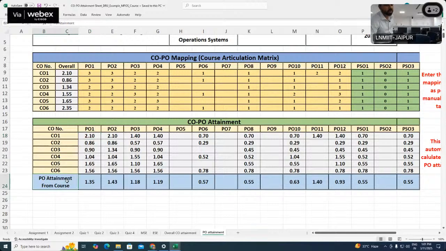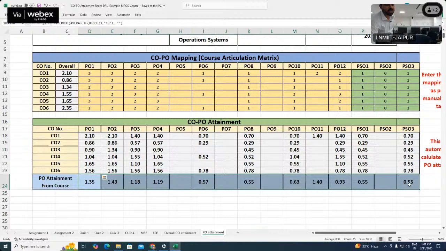And then in overall attainment, it is simply average of all these. So this is nothing but average of all these attainments, into this divided by 4. And this particular attainment, this line will go into your SAR for each academic year, for each course. This is for only one course.